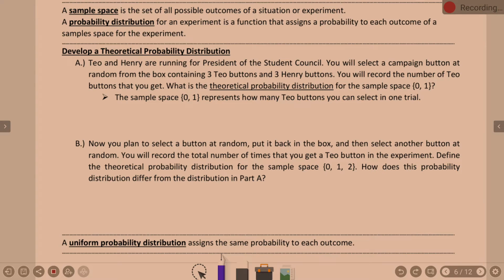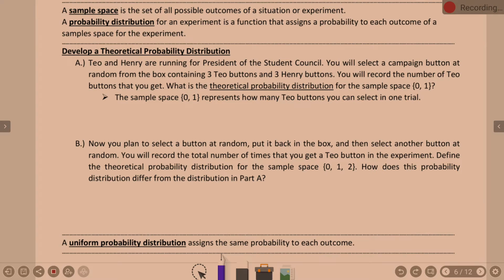So as we look at A, we look at trying to set up the probability distribution, so assigning the probabilities. Tio and Henry are running for president of the student council. You will select a campaign button at random from the box containing 3 Tio buttons and 3 Henry buttons. You'll record the number of Tio buttons that you get. What is the theoretical probability distribution for the sample space 0, 1?